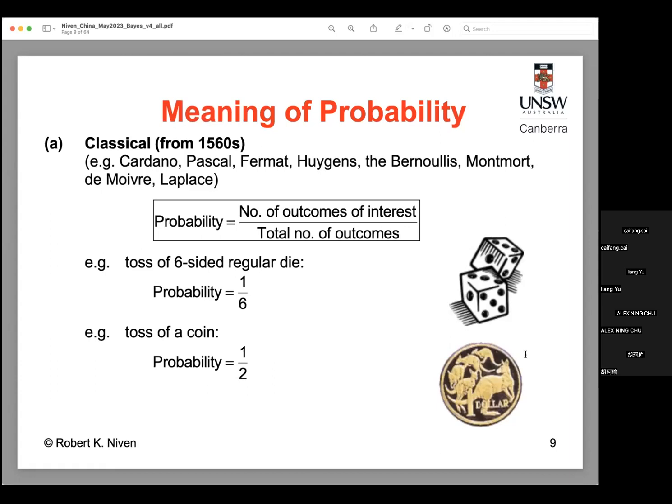And I also wanted to mention briefly the different meanings of probability. First of all, from the classical period, which is a very long time ago, starting from Cardano in Italy, probability was defined as the number of outcomes of interest over the total number of outcomes. And this is a very natural definition when you're gambling. So, for example, for a toss of a six-sided die, we would assume that the probability is 1 on 6 for each side. And similarly, for the toss of a coin, 1 on 2, a half, is the probability assignment. So that's a classical definition.